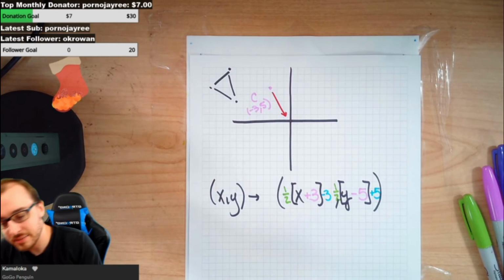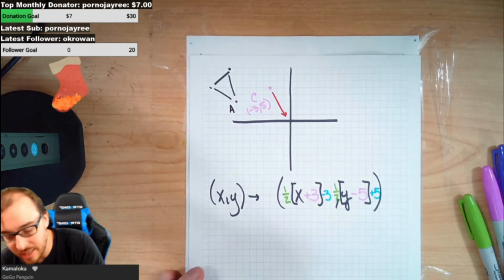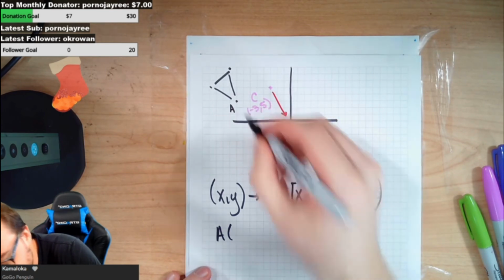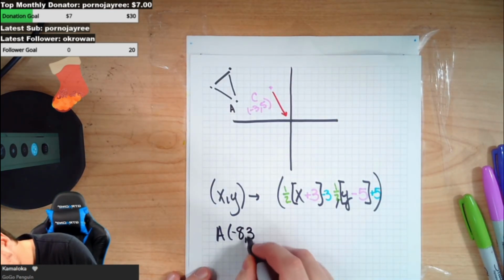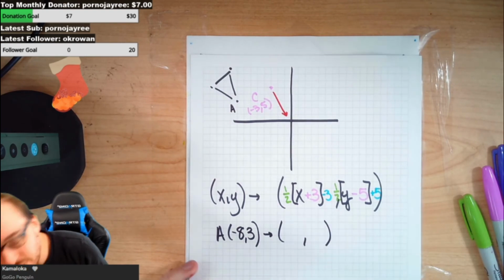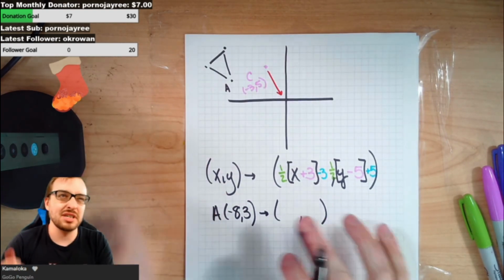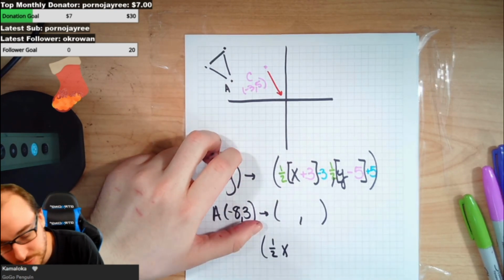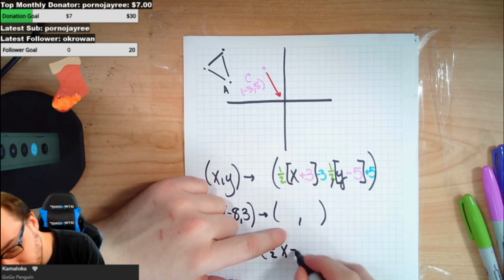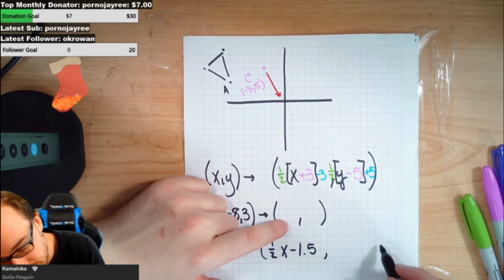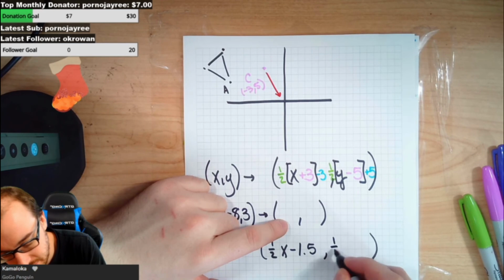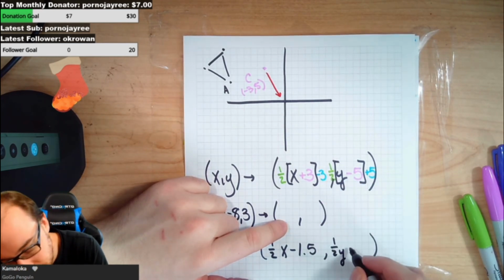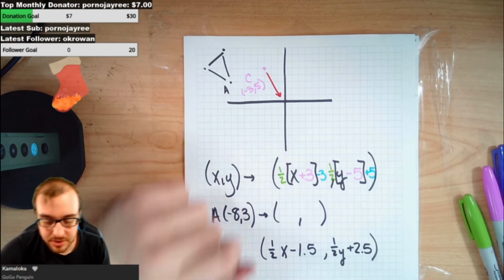And if you want to apply that, here's point A. Point A looks to be at 1, 2, 3, 4, 5, 6, 7, 8, comma 3. Negative 8, comma 3. And if we apply that rule, just like before, I'm going to simplify this. This is a half of x. Half of 3 minus 3 is going to be negative 1.5. And then here, half of y minus half of 5, right? That's negative 2.5 plus 5 is going to be plus 2.5. So here's my simplified rule.